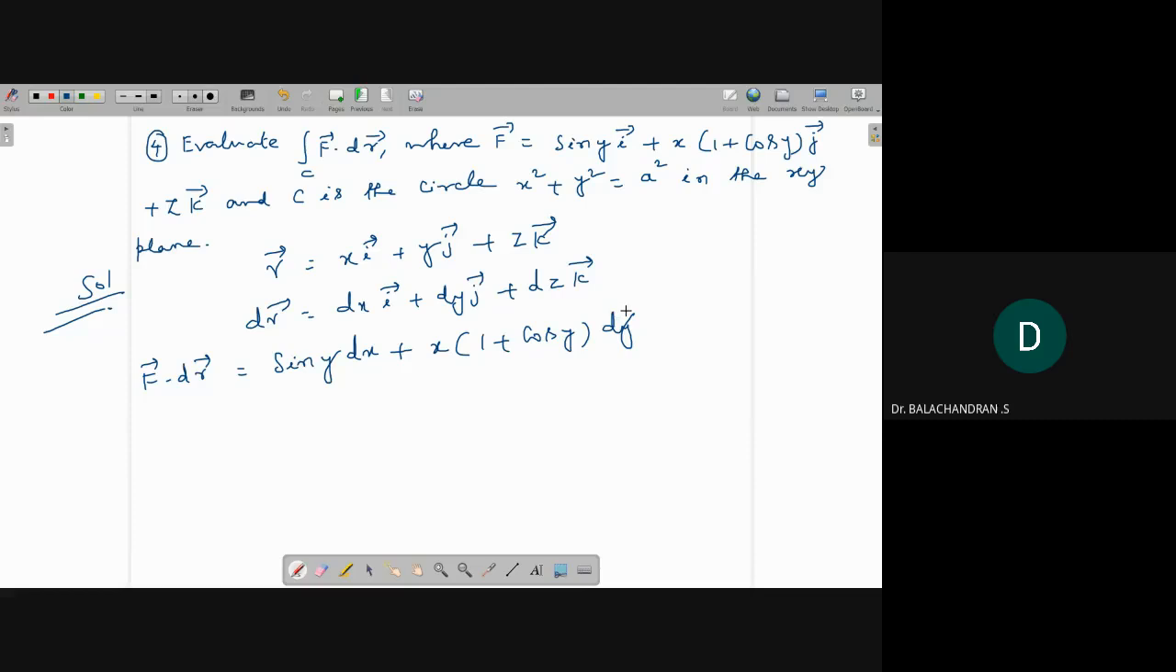And then plus z into dz. So I found the F vector dot dr vector. But we are in the xy plane. So in the xy plane, z equal to 0. So it is sin y dx plus x into 1 plus cos y into dy, since z equal to 0 in the xy plane.